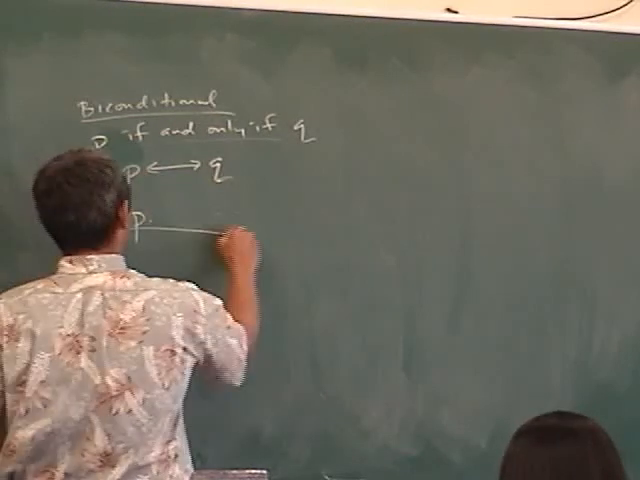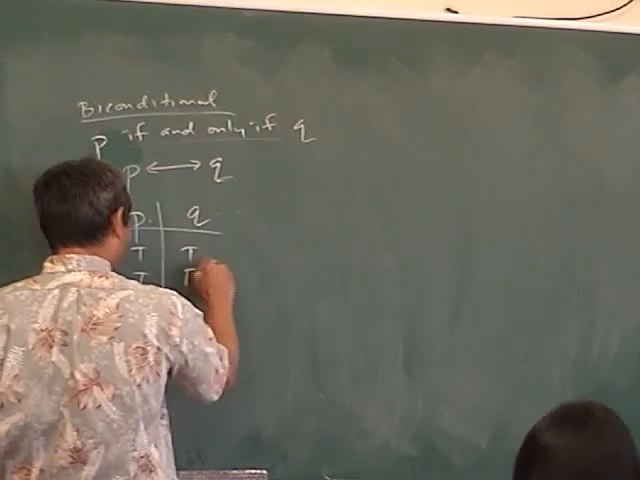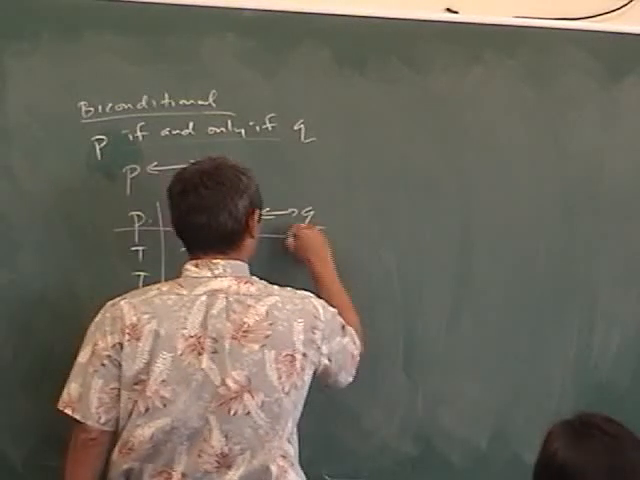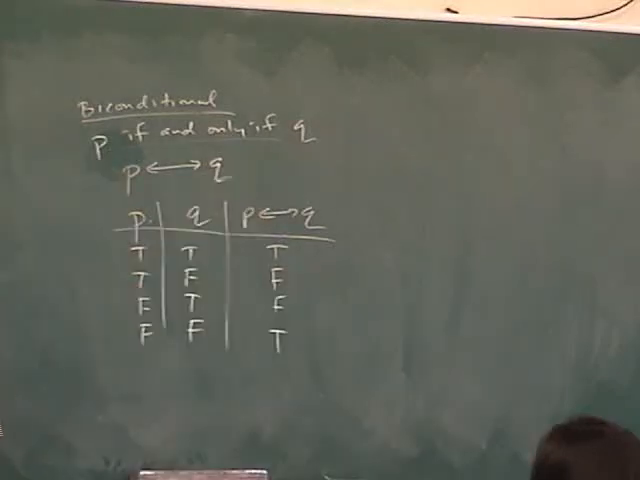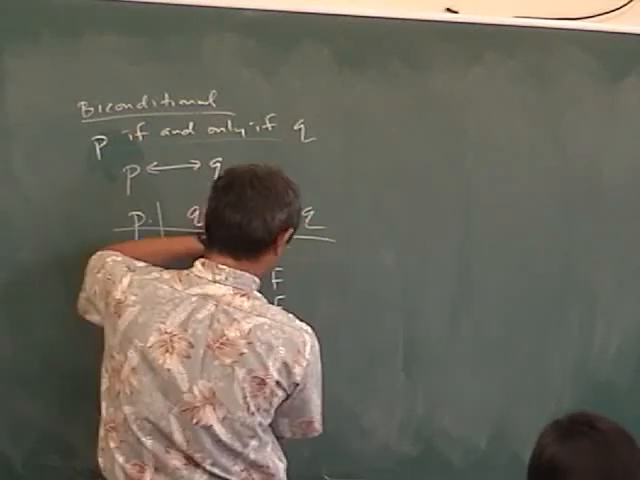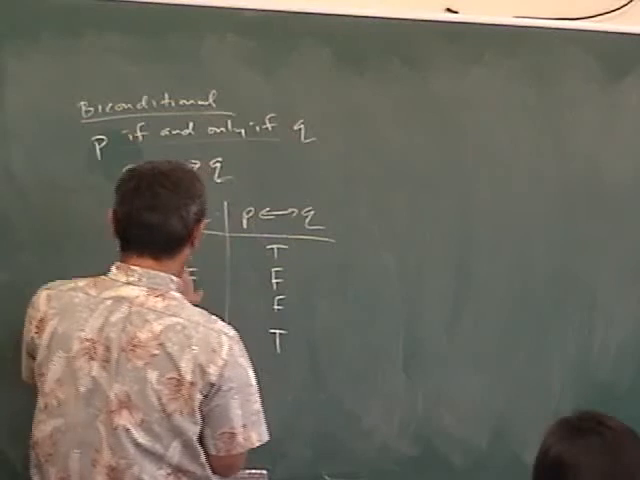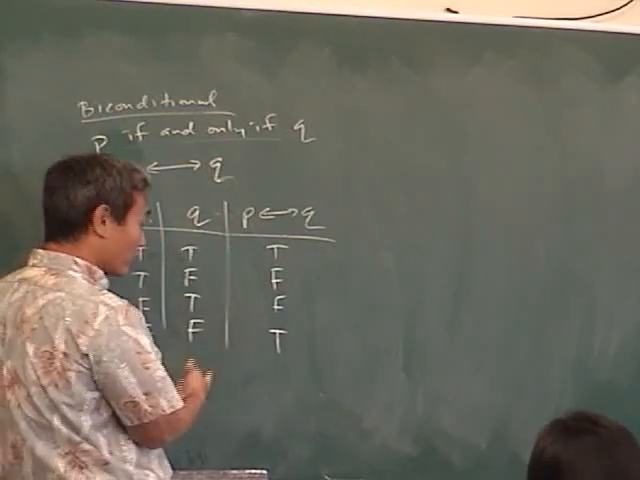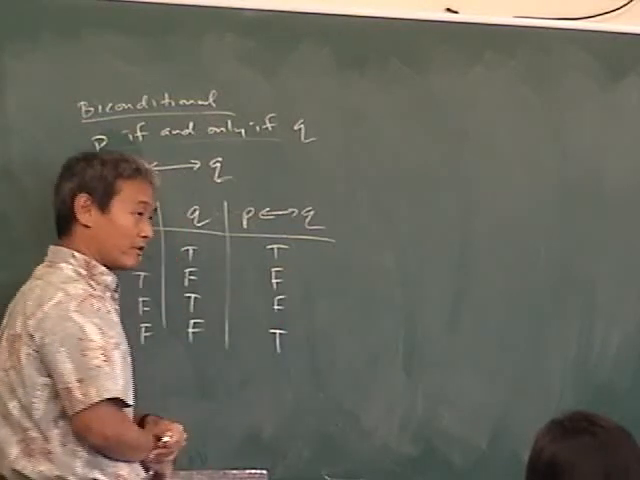Anyway, this is what the truth table looks like. P, Q: true, true, false, false, true, false, true, false. And then the biconditional, P if and only if Q. This is it: true, false, false, true. Now, if you want to figure out a way how it works, when is the biconditional statement true? Here and here, when both of the components are the same. So if both are the same, either both true or both false, then the biconditional is true. But if they're different, it's false. That's how you remember the biconditional.